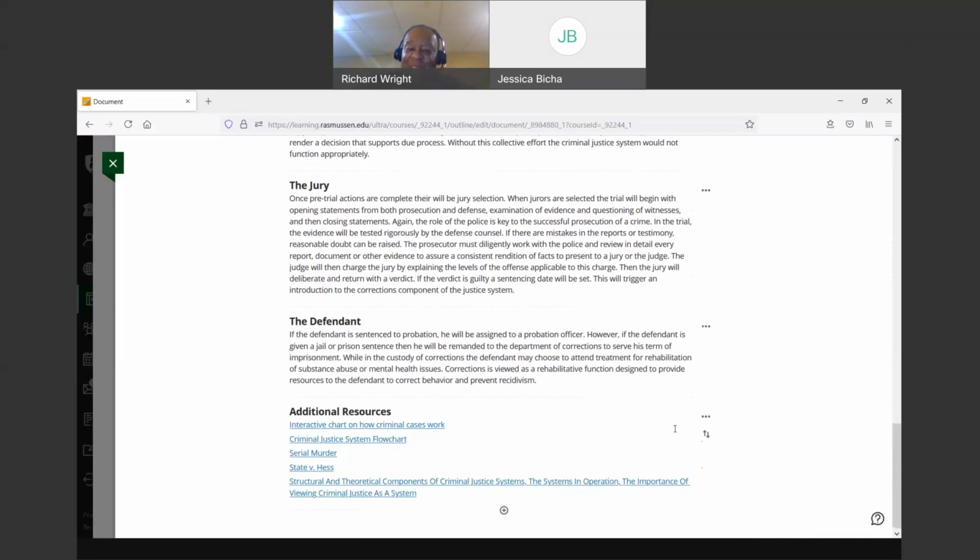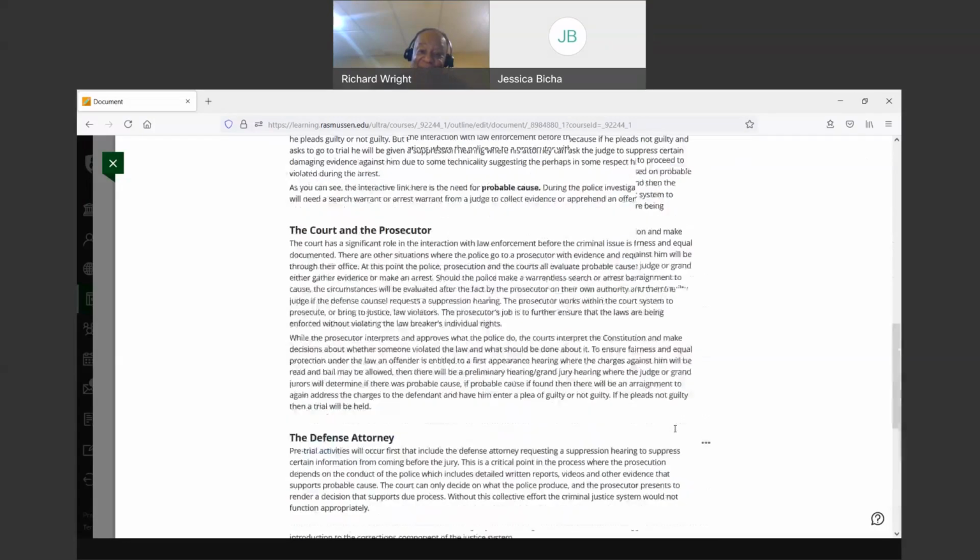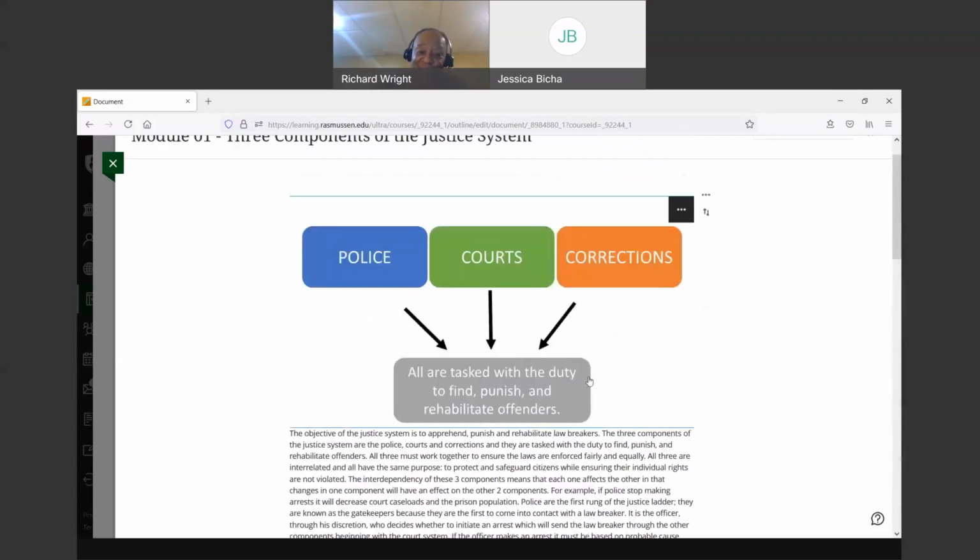Corrections is viewed as a rehabilitative function. It used to be the punitive function, but it's a rehabilitative function to provide resources to correct behavior and prevent recidivism. Recidivism is repeating offenses and ending up back in jail or before the judge. So now you know what those three are.